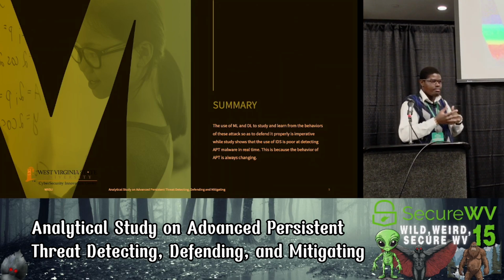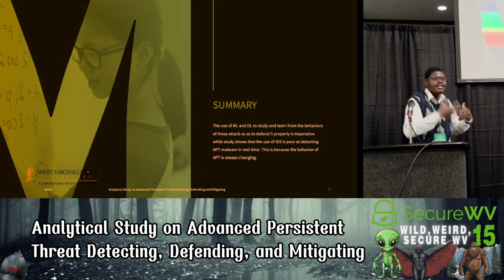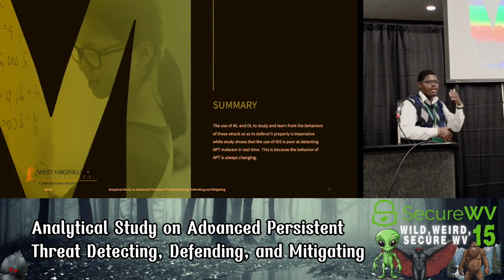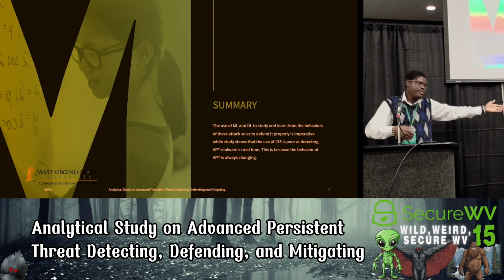Why is because APT is always changing. So it's always moving within the system. It doesn't stay in one place because the attacker knows that you will be looking for it. When you notice that something is wrong with the system, you'll definitely be looking for where the problem is. And that's why it creates many backdoors, so that when you block one, it has another way of getting through.